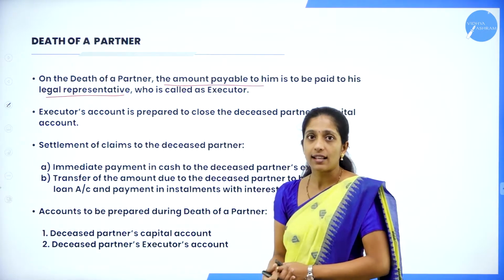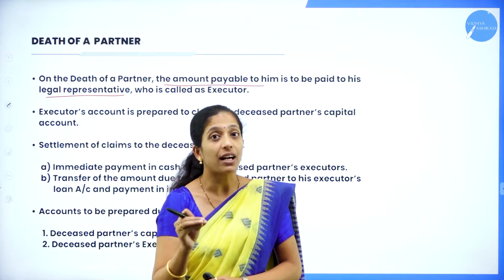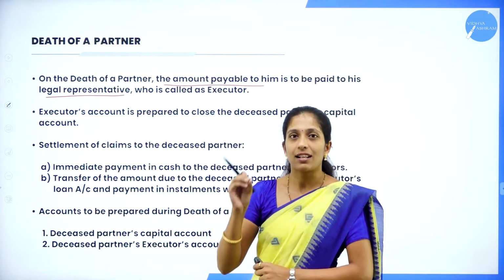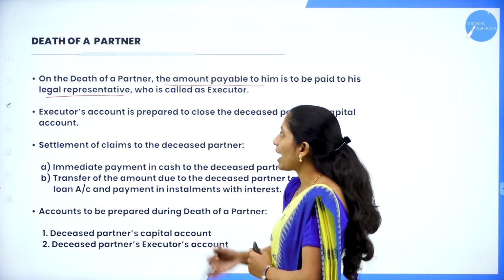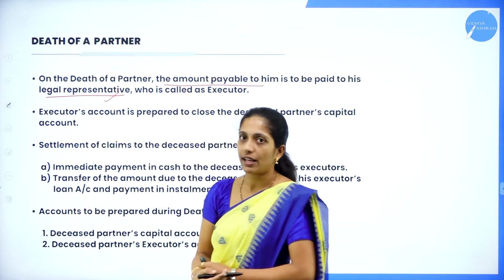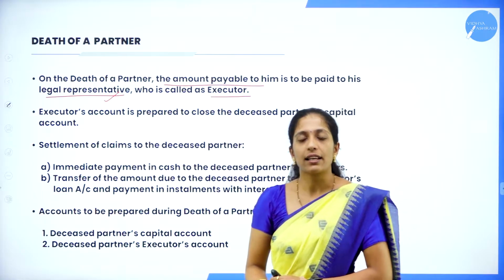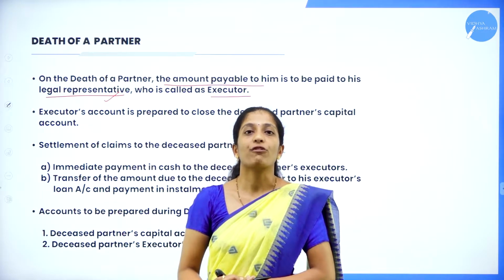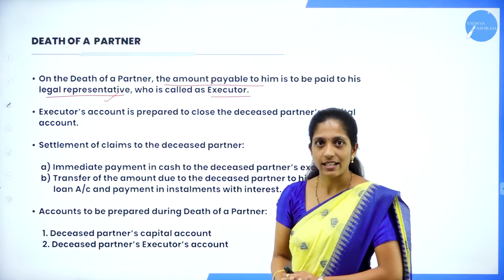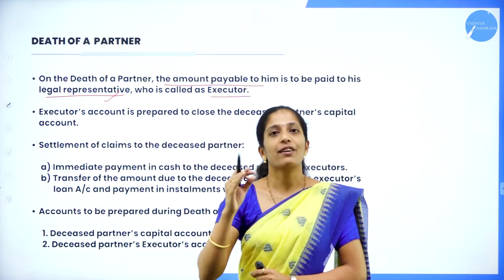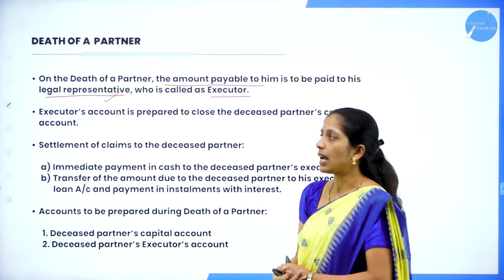Now, a question arises: suppose a partner dies, then whatever amount has to be paid to that partner, that is the person who has died, known as the deceased partner, the payment has to be made to his legal representative, who is called an executor. Now, who is an executor? Executor is a legal representative of a deceased partner. The person who has died is called the deceased partner, and the amount to be paid to him will be paid to his legal representative, who is called an executor.